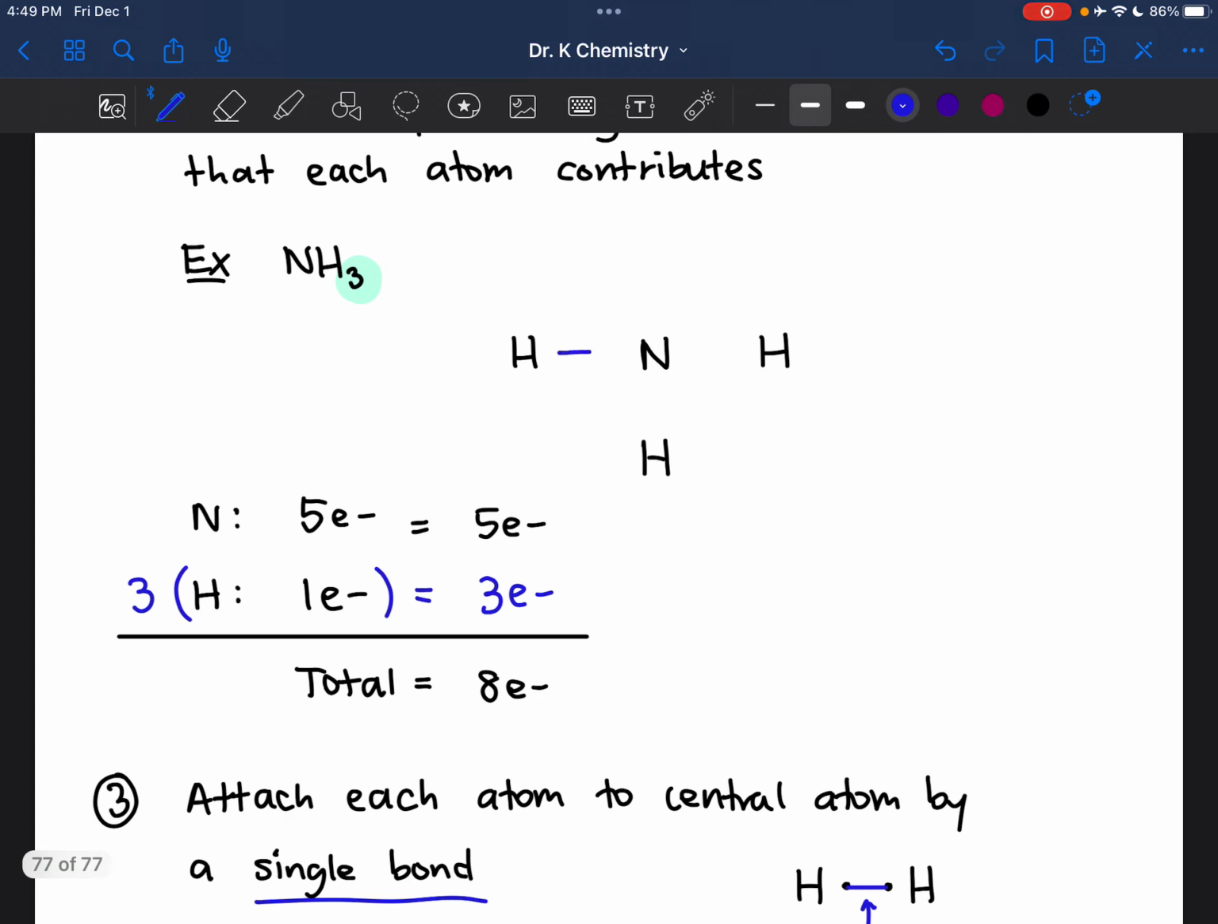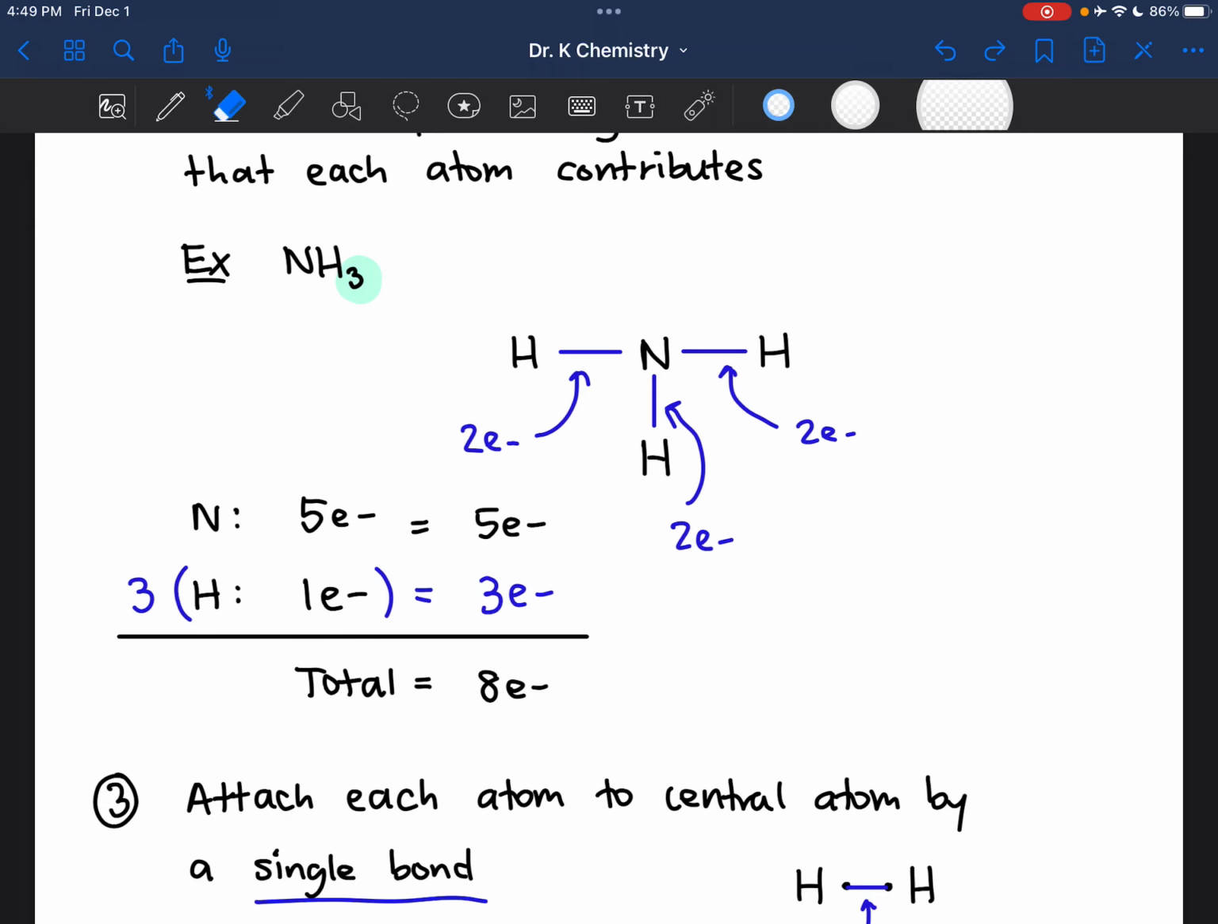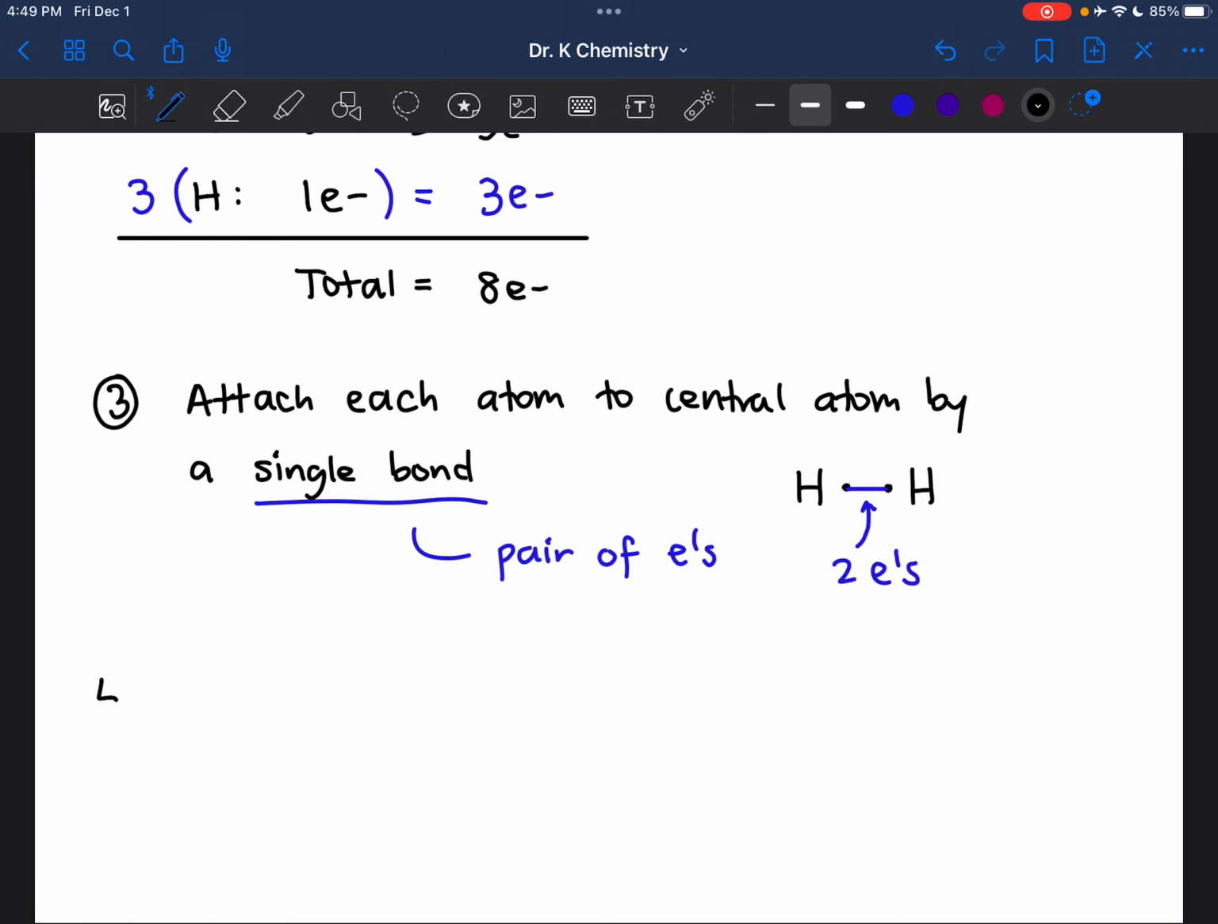So each line that you draw represents 2 valence electrons. Looking at that in the previous structure, I'm going to connect the hydrogens to the nitrogen using a single bond. And if we count how many electrons we used, well, this bond used 2 electrons, this bond used 2 electrons, and this bond used 2 electrons, which means that overall we have used 6 valence electrons. And keep in mind we have 8 total. So we used 6 out of 8. We need to figure out what we're going to do with those remaining electrons. And that brings us to the next rule.